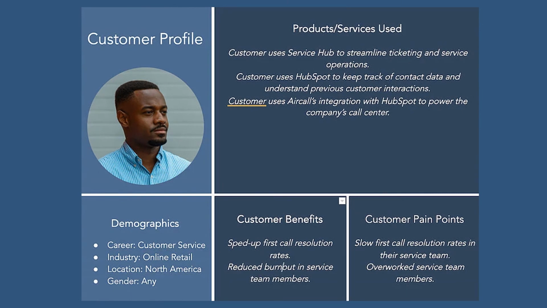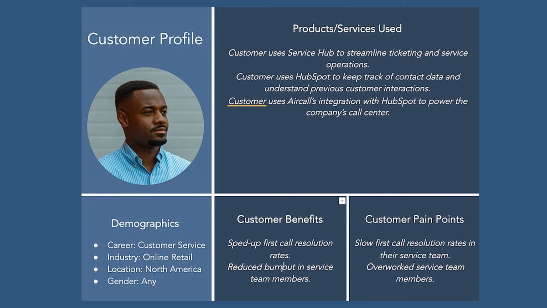So what this has done is list the products and services used. Customer uses Service Hub to streamline ticketing and service operations. Customer uses HubSpot to help keep track of contact data and understand previous customer interactions. Customer uses AirCloud's integration with HubSpot to power the company's call center. Actually, this was taken from HubSpot as an example, and you can go to the HubSpot website and get more resources from there. So what they've done is that the demographics of this profile is that the person is in customer service and it's online retail located in North America and gender any.